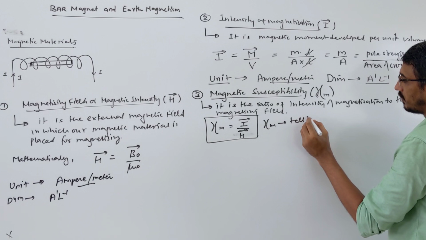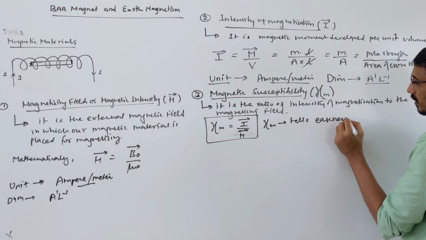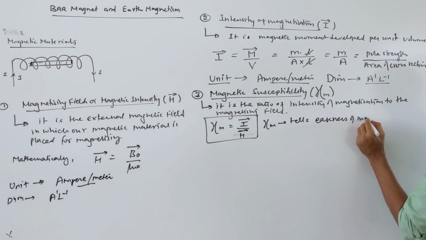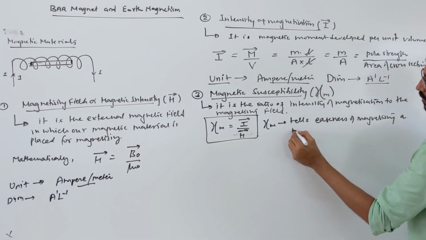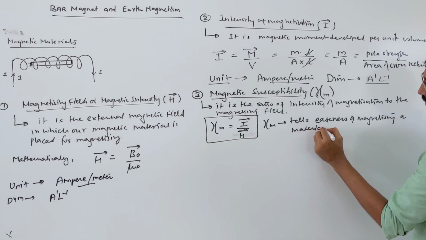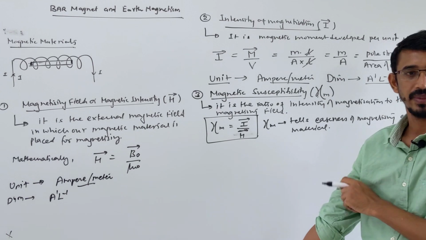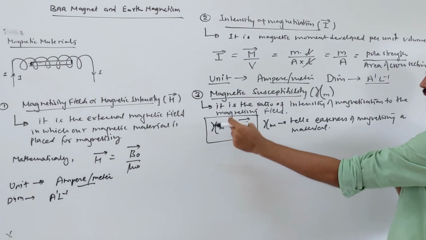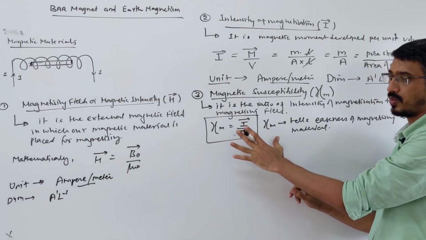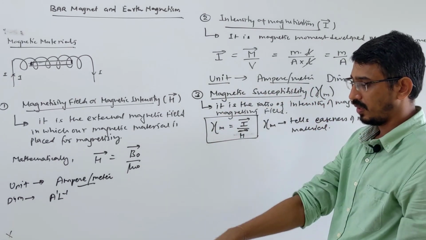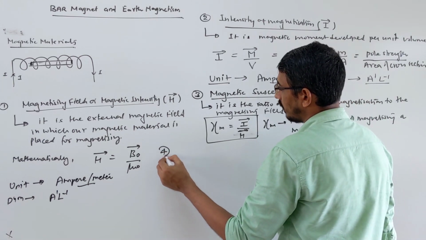So what does this chi tell you? The easiness of magnetizing a material. How easy it is to magnetize the given material is told by magnetic susceptibility, correct? This is important. This can be negative, this can be positive. We will talk about this in the next topic about magnetic materials. Let's talk more for the definitions.